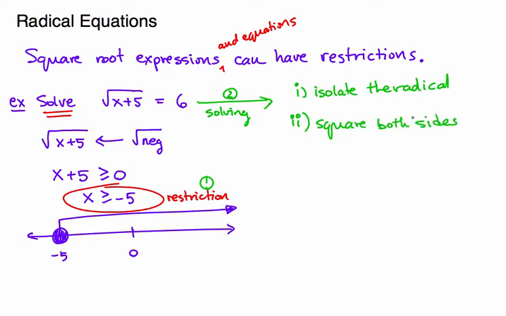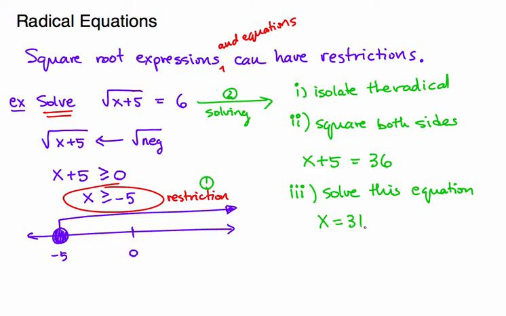So in this case, when I square this side, this will just turn into x plus 5, because a number times itself will just be the radicand part. And I also have to square this side, because whatever I do in an equation to one side, I have to do to the other side. And then after I've squared both sides, I simply solve this equation. And so I subtract 5 on both sides, and I get 31 as an answer.